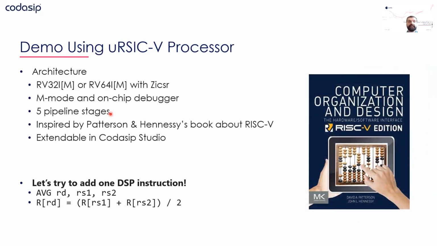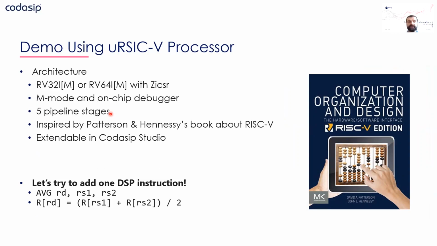So now let's see how it can be used in real life. For demo purposes, what we're going to see is a RISC-V processor, which is a CPU that comes with the Studio. It is an implementation of the basic RISC-V architecture. It uses 5 pipeline stages, and it's heavily inspired by the Patterson and Hennessy book about RISC-V. So the microarchitecture basically follows this book.